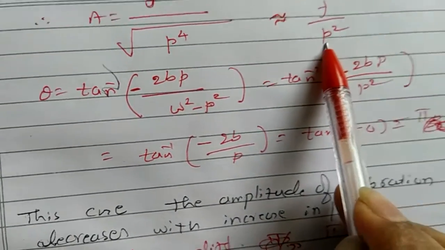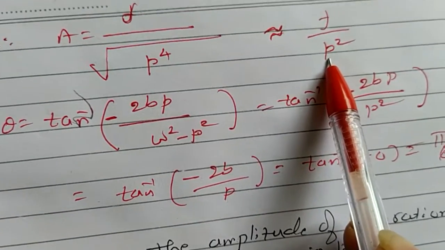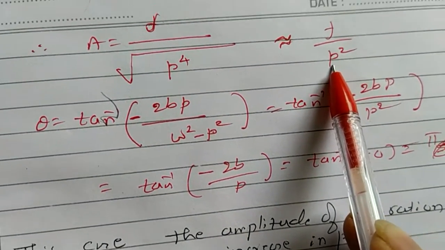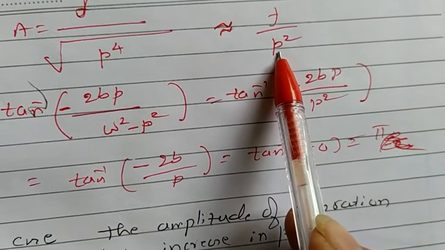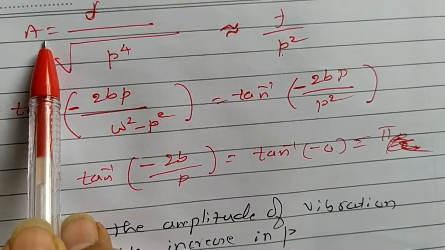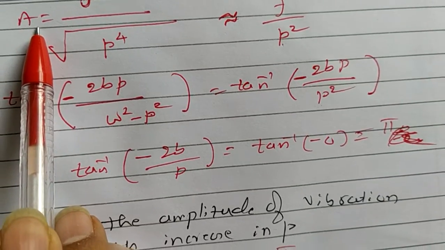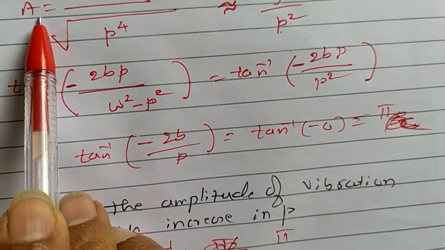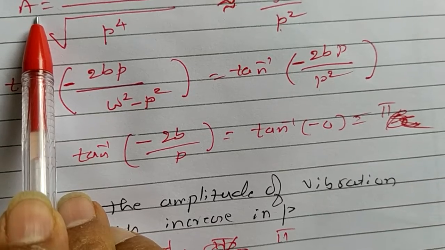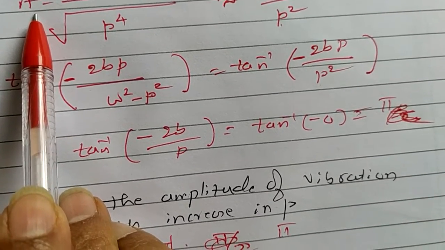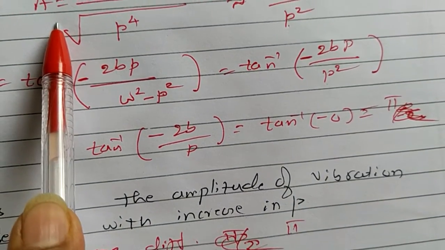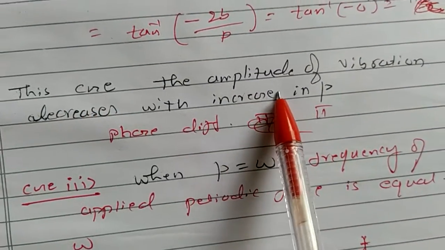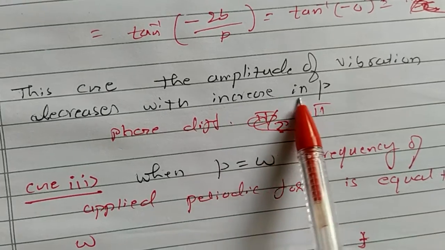That means p has come in. In the sense, the amplitude depends on the frequency of the applied periodic force. As the frequency of the applied periodic force increases, amplitude decreases. In the first case, the amplitude of vibration is independent of the frequency of the applied periodic force, but here it depends on it. If p increases, amplitude decreases. So in this case, the amplitude of the vibration decreases with increase in p.